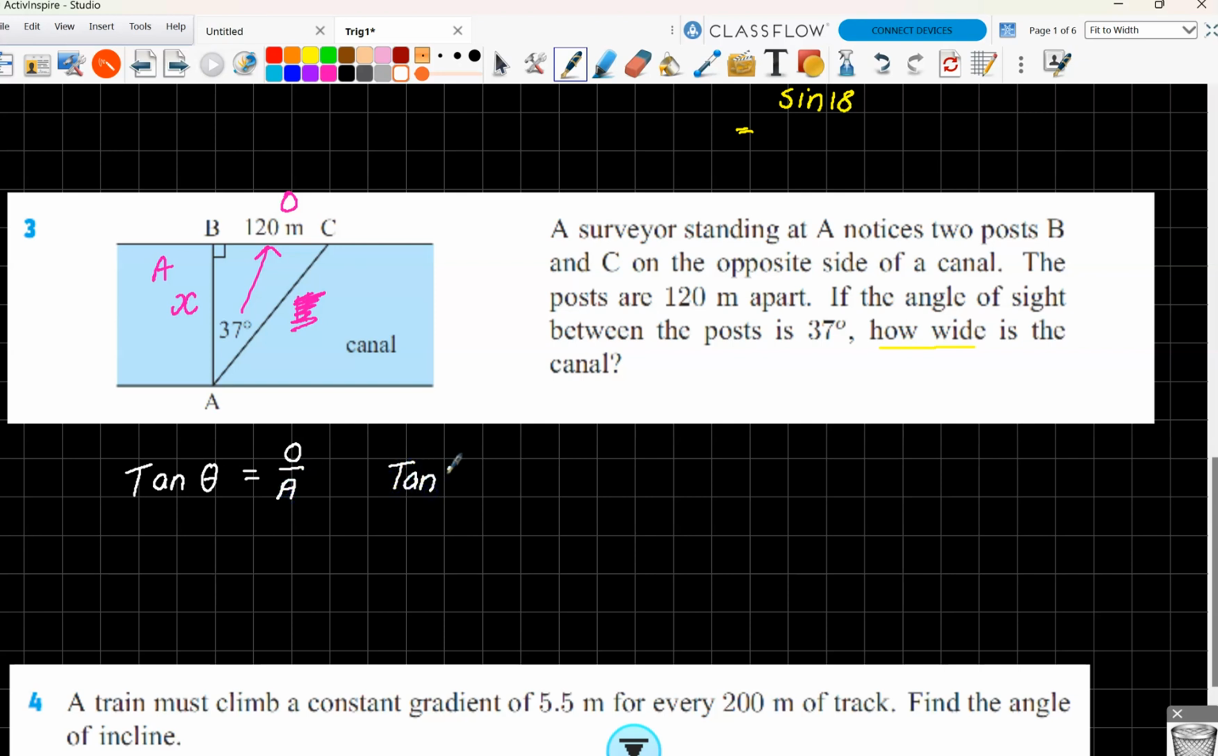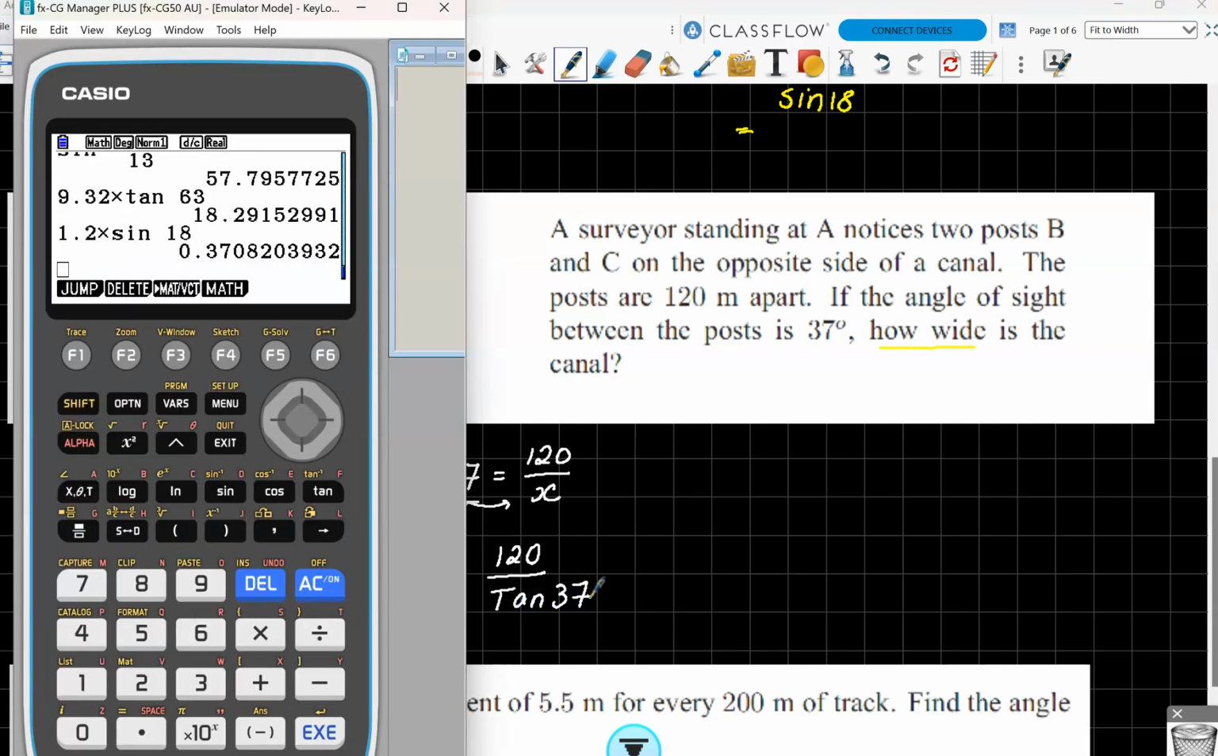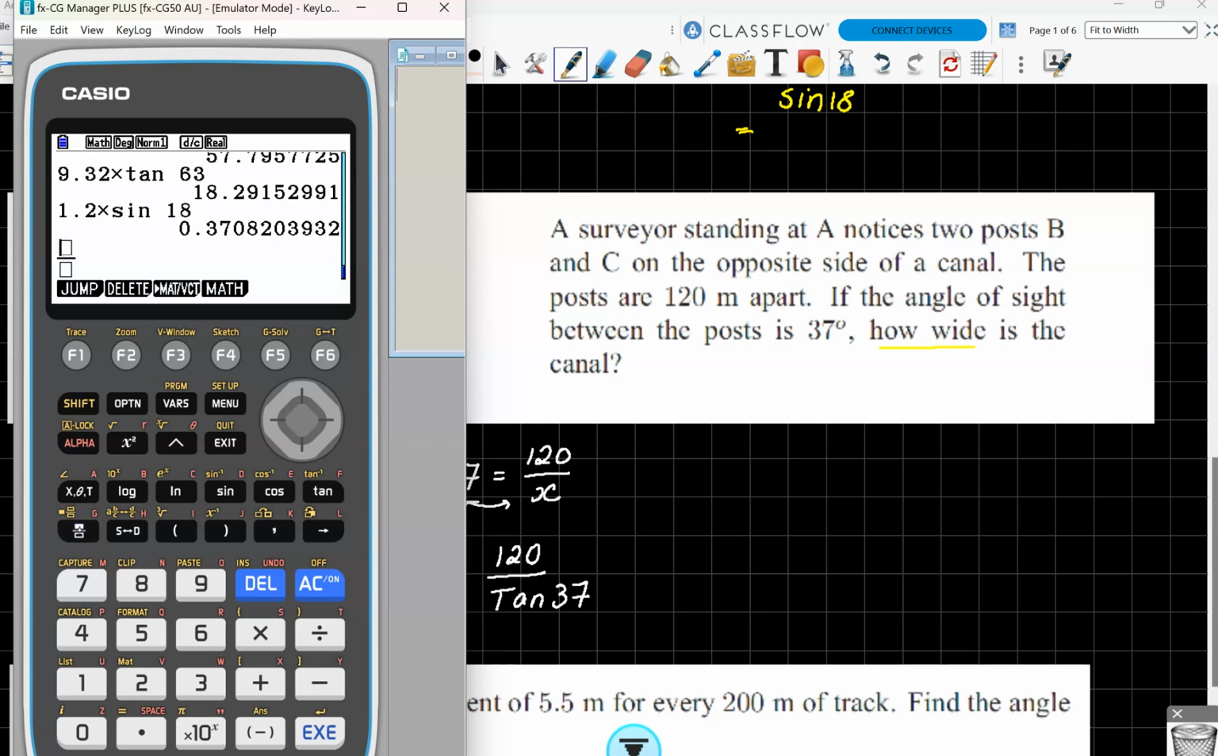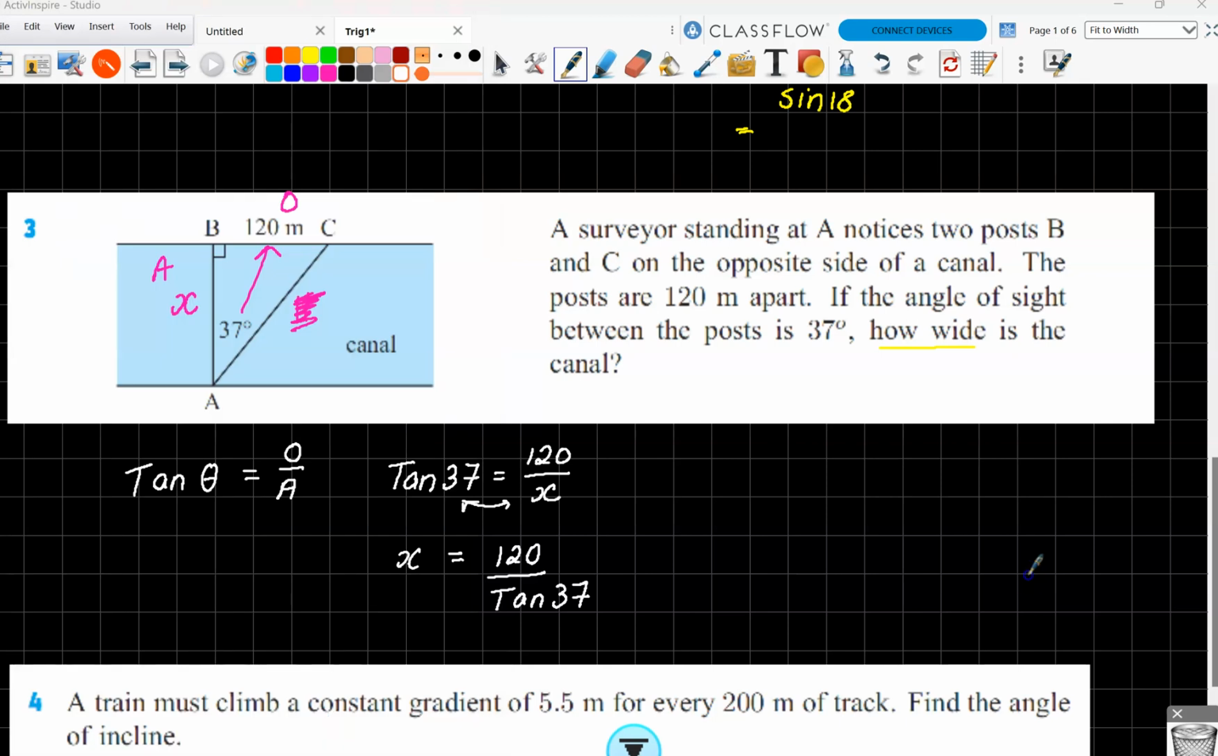So we've got tan 37 equals 120 over x. Hello, unknown is downstairs, so switch: x equals 120 over tan 37. I've run out of room, so we'll do this one on the calculator. So 120, using my fraction key, tan 37. Bang. Don't forget to put your units.